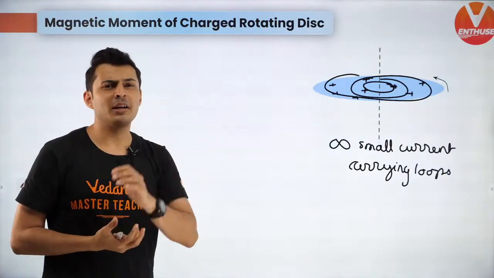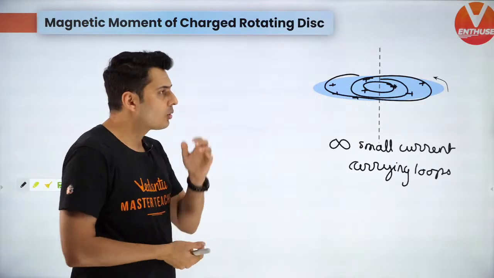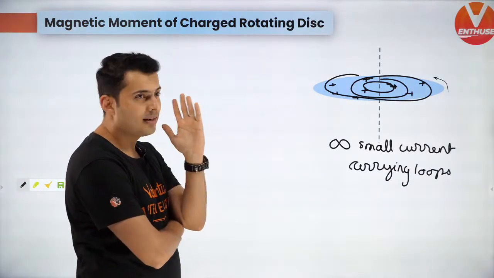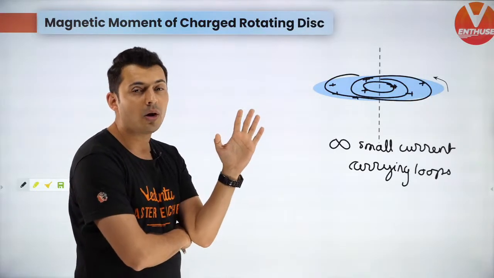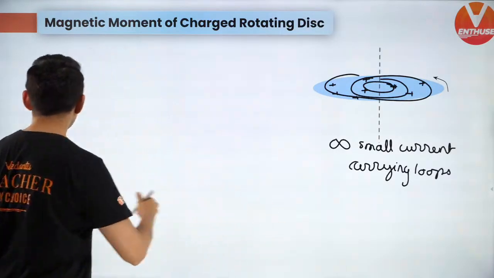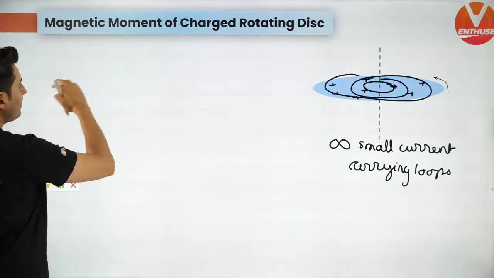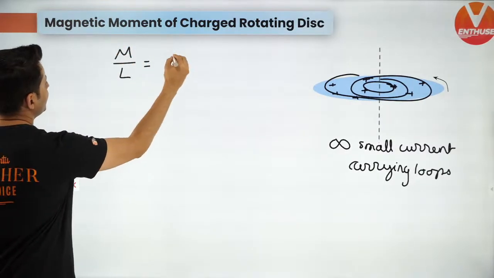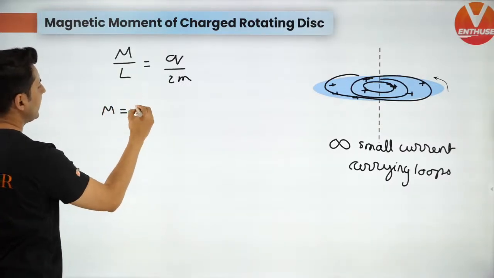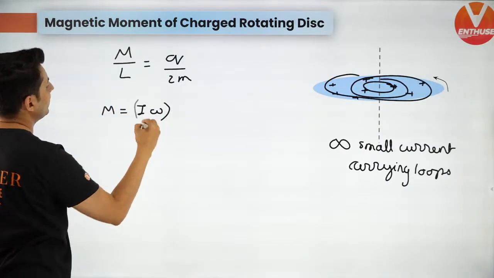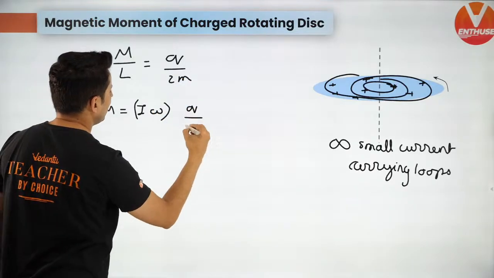Each loop will give a magnetic moment, guys. Now to find that total magnetic moment, do you understand the amount of circles we need to do? We need to sit and integrate. But we are not going to do all that business. What are we going to do? Use our formula. What is our formula? M by L is Q by 2m. That's it. So M will be equal to L. L is nothing but moment of inertia into omega, correct? And Q is Q, m is m.